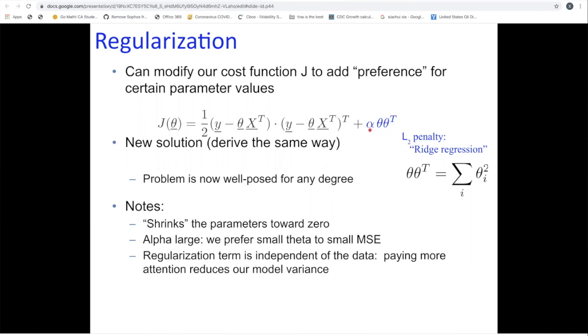On the other hand, if alpha is very small, that means the penalty term matters less to the overall loss function, which means your theta will be close to the originally learned loss, based purely on this MSE term here. So you can see the balance of these two here. The higher the regularization parameter alpha, in general, the smaller the values of theta.